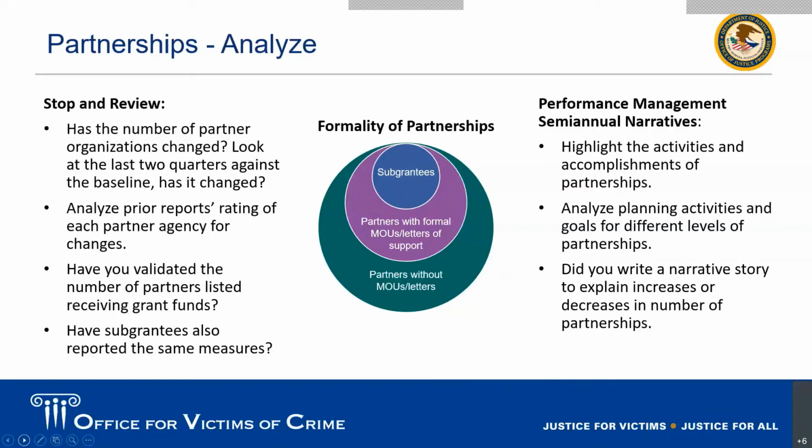Another thing you want to do is, because there is a baseline measure, look at what you've just reported for that current quarter. Have the numbers changed? Have they gone up? Have they gone down? Are things going in a direction partnership-wise that you were expecting? Also, have you validated the number of partners that are listed as receiving grant funds? Again, thinking back to those other slides where we talked about a desk review, could you tie all this together?